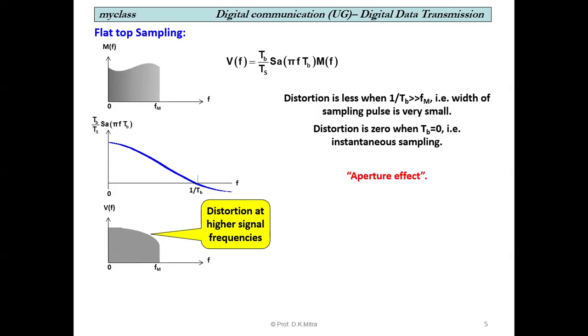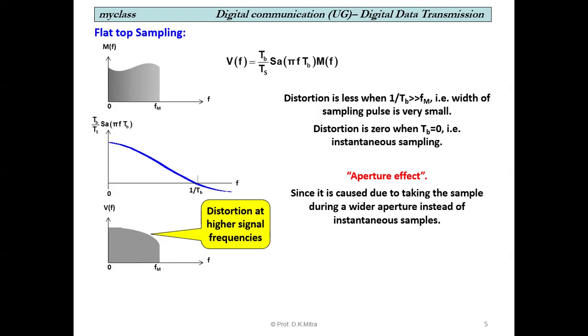And this effect is called the aperture effect, because we are measuring the sample for a certain duration. Maybe the duration is very small, but for a certain duration. Like instead of taking a snapshot with a camera, you are taking a video sample for a few seconds. That is why this effect is called the aperture effect. And there is a remedy.